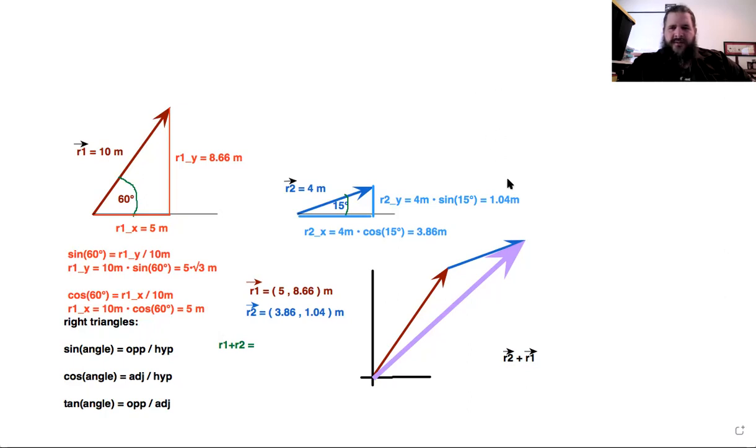If we draw those x and y components on this big picture, we've got R1 is 5 to the right, or 5 to the east, and 8.66 to the north. Vector R2 is 3.86 to the east and 1.04 to the north. So if we want the x and y components of this big lavender vector, the sum of both of them, how would we do that? How would we combine this information?